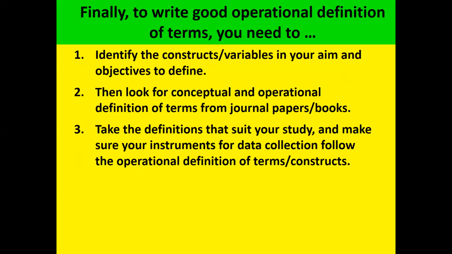So finally, reminder, to write good operational definition of terms, you need to, number 1, identify the constructs or variables in your aim and objectives to define. Then, number 2, look for conceptual and operational definition of terms from journal papers or books. And finally, number 3, take the definitions that suit your study. Yes, there is certain biasness, but you are taking from journal papers. There are many out there. You take those that suit your study, and then you make sure your instrument follow those definitions.